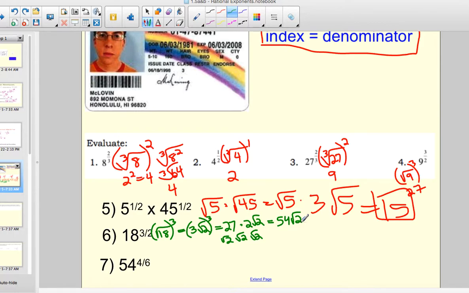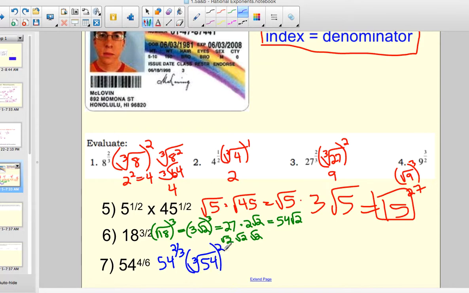And the last one, what do we have here? 54 to the 4/6. Well, your first step would say, okay, well, 4/6 can be reduced, and you can always do that. You don't even have to work with a 6th root or raising something to the 4th power. That's too much. So I'm going to say that's the same thing as 54 to the 2/3. Same thing. So now I can take the 3rd root of 54, and I can simplify that. So I'm going to square it after.